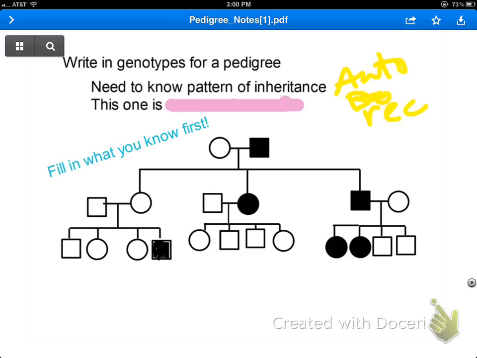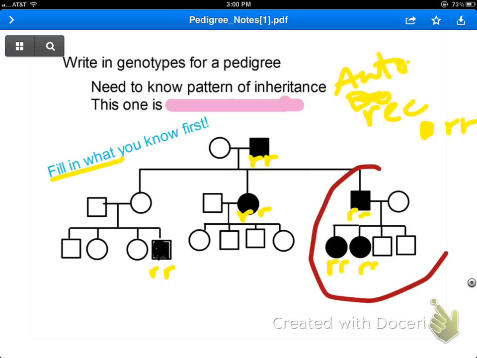So let's write in their genotypes. Let's draw a little key of what we know. It always says fill in what you know. Because I know it's autosomal recessive, anything colored in is going to have 2 lowercase r's. So underneath each of those, I'm going to write in their genotypes. The only way to get a recessive gene is if you have 2 recessive alleles. So now working backwards, we're going to look at the family over here to see what we can find out about their children, offspring.